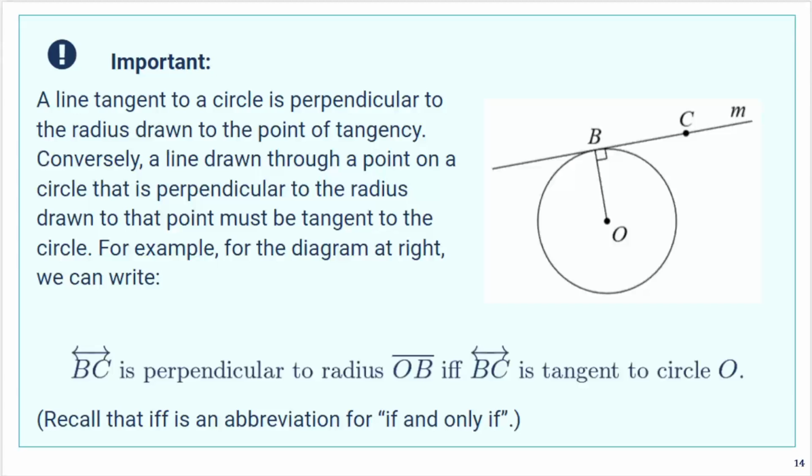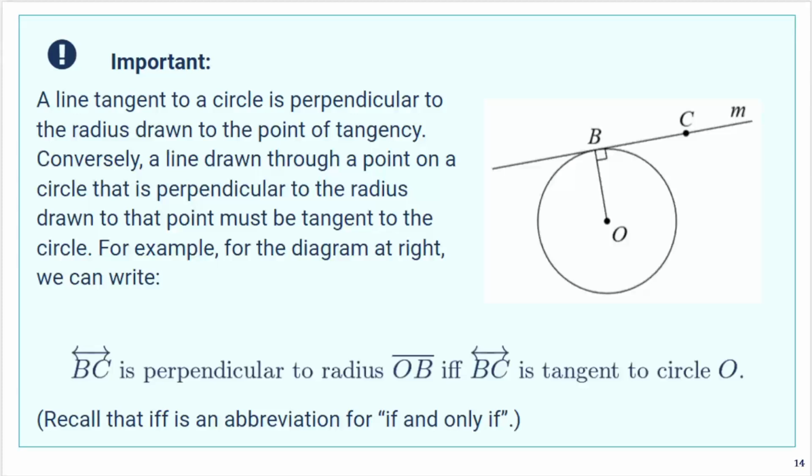So the proof we have just seen tells us a very important feature. A line tangent to a circle is perpendicular to the radius drawn to the point of tangency. Conversely, a line drawn through a point on a circle that is perpendicular to the radius drawn to that point must be tangent to the circle.